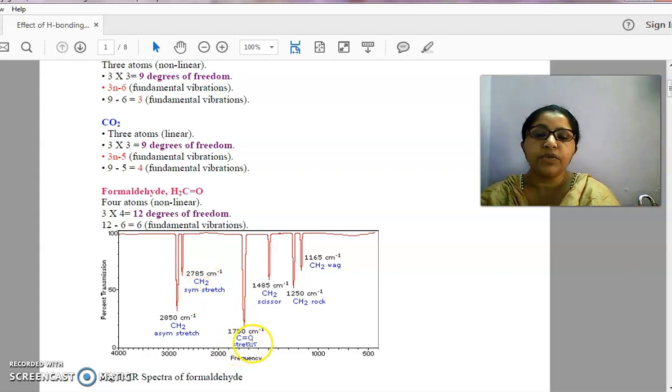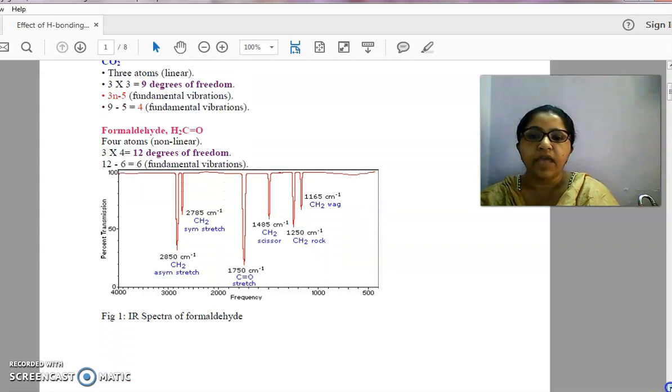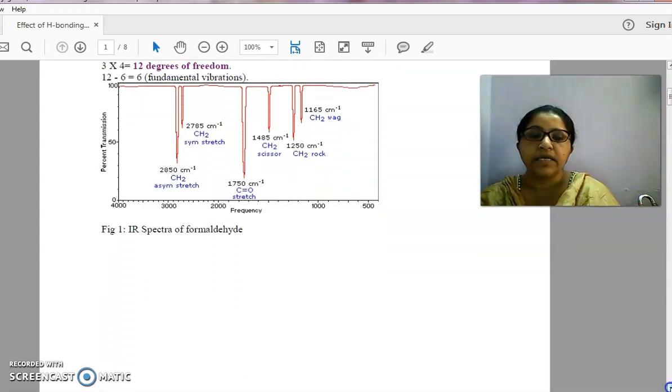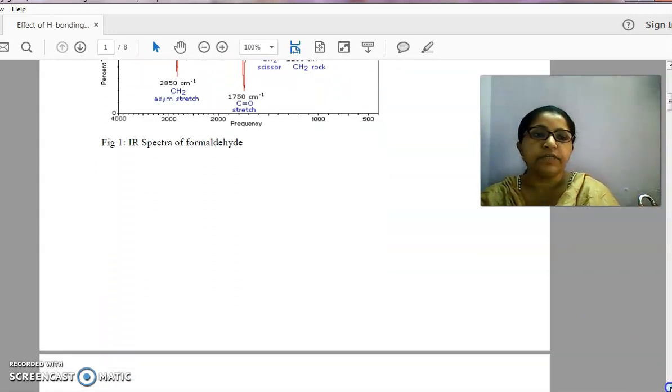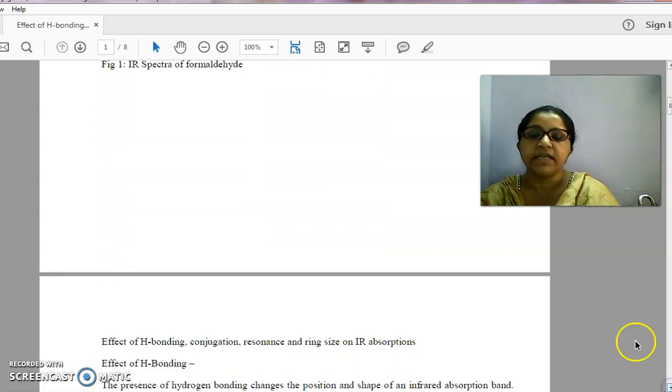These are coming quite close to one another. Then we have CO stretching. Then we have CH2 vibrations, which come in the fingerprint region: CH2 scissoring, CH2 wagging, CH2 rocking. So in total 1, 2, 3, 4, 5 and 6. Now we have got these values, and these values can shift depending on certain factors. That is what we are going to discuss here.